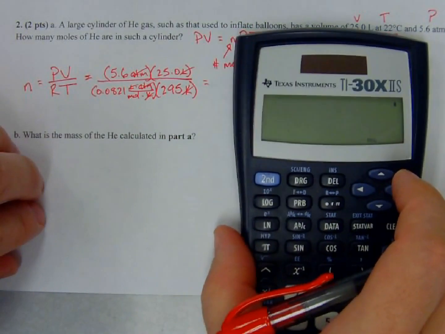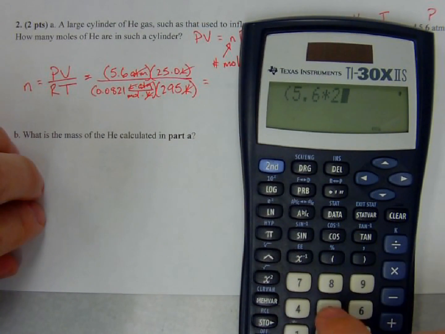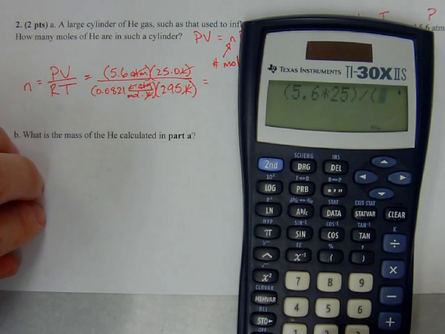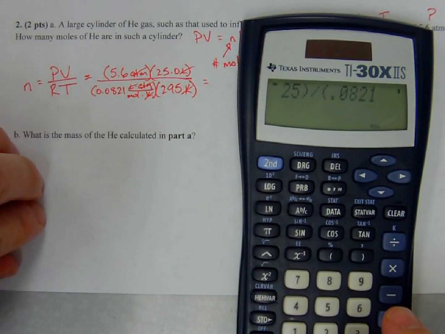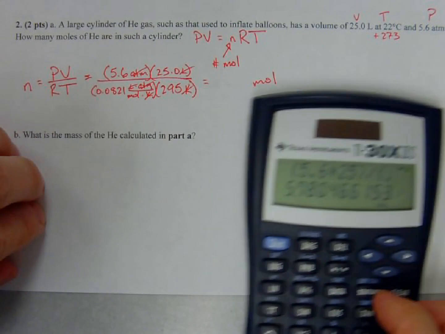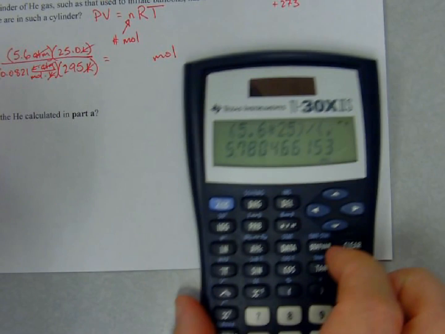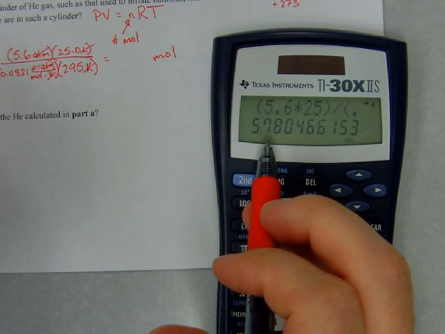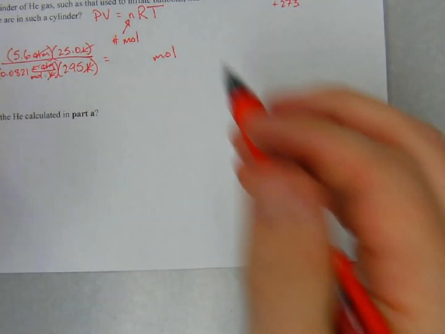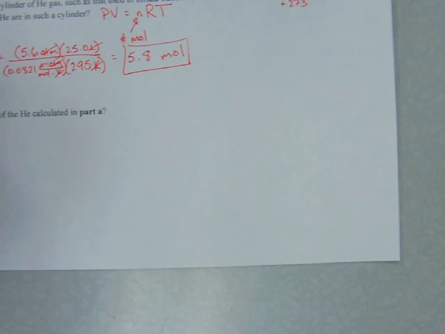And let's calculate. Let's go 5.6 times 25 all over 0.0821 times 295. We come up with, let's see, I need 2 sig figs. The volume only has 2 sig figs, so my answer needs to have 2 sig figs. So let's go 5.8. 5.8 moles. Boom.